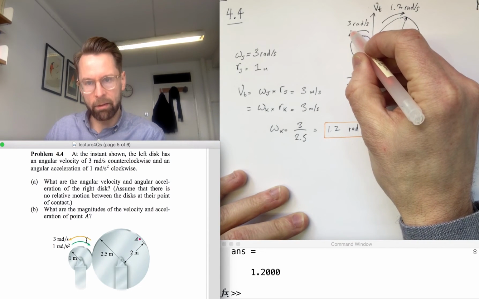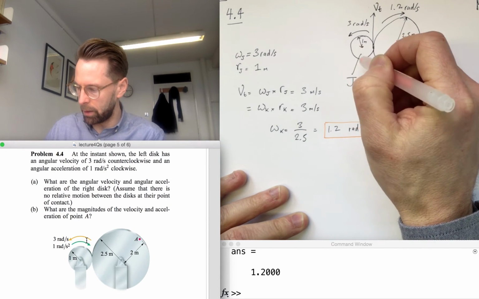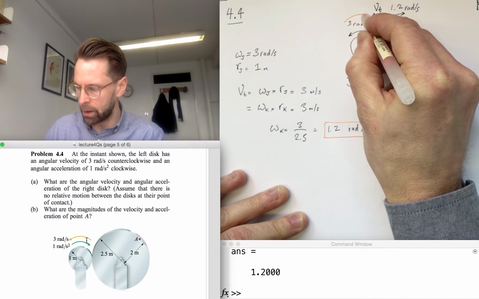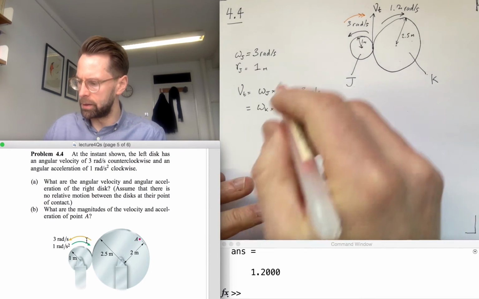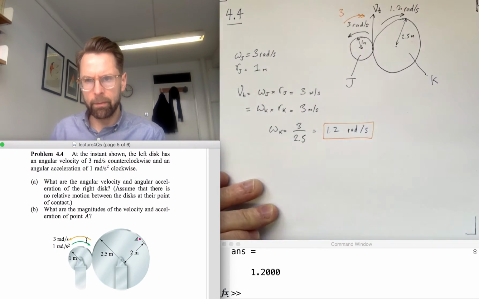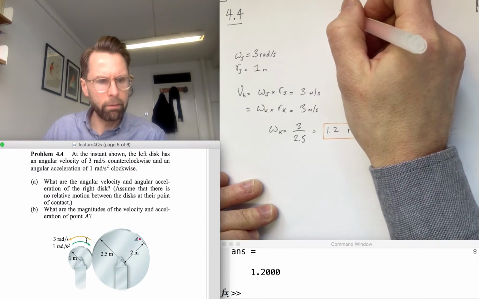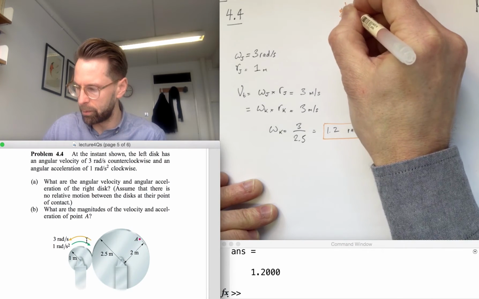Now we've got an angular acceleration. Let me draw it this way. This is going clockwise, and this is 3 radians per second. No, 1 radian per second squared.